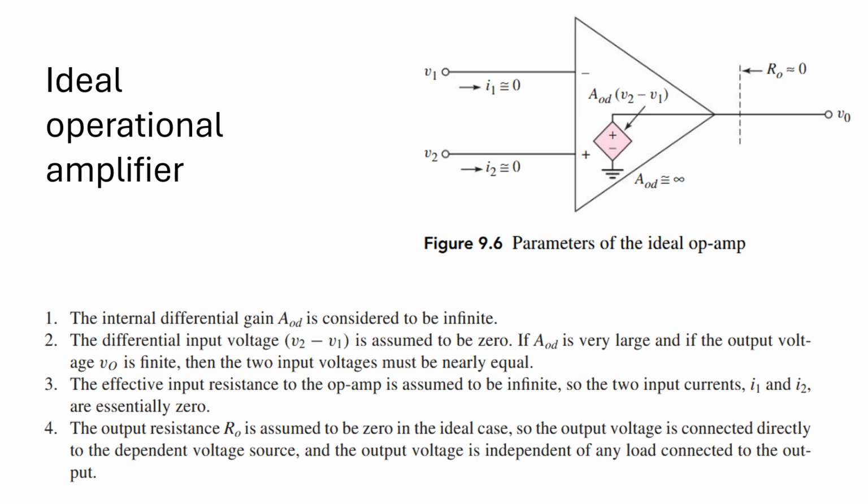So why is it so? Because if the resistance between the minus and plus is infinity, then no current will flow through the operational amplifier. In short, just remember these three ideal parameters. First, the gain should be infinity. Second, the input resistance, that is the impedance between the minus and plus, should be very high or infinity. And third, the output resistance is almost 0.